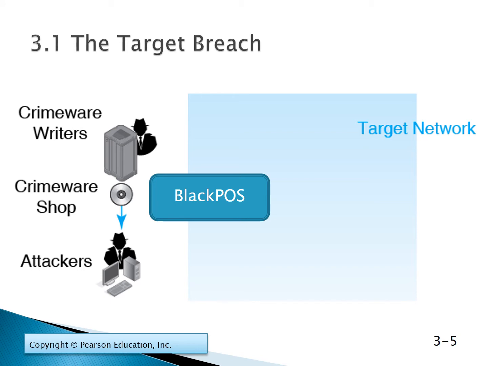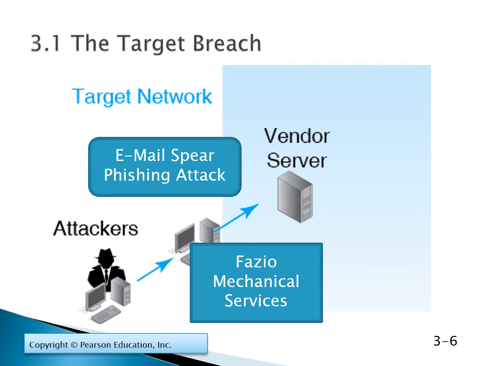So we will look at the Target breach in a little bit more detail. What happened is they wrote some software that would infect the point of sale systems, and they tried to infect Target's systems through a vendor called Fazio Mechanical Services. This is an outside company, a vendor that is working for Target.